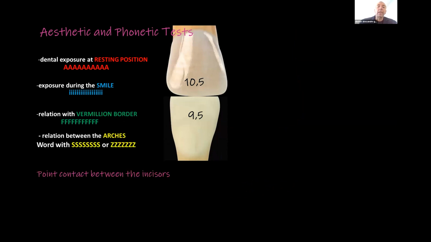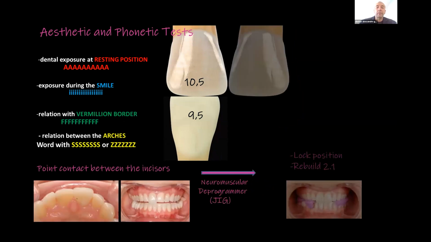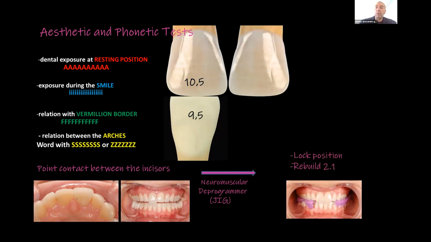We obtain the contact with a jig. We find the neuromuscular position, we lock it, and we rebuild the 2.1. And then we make the postural test.